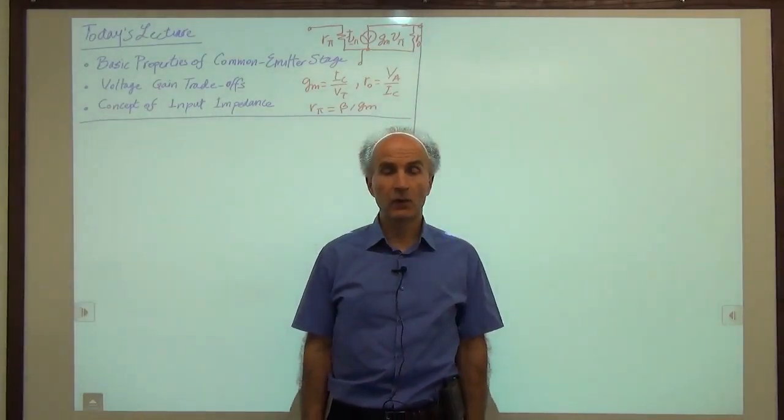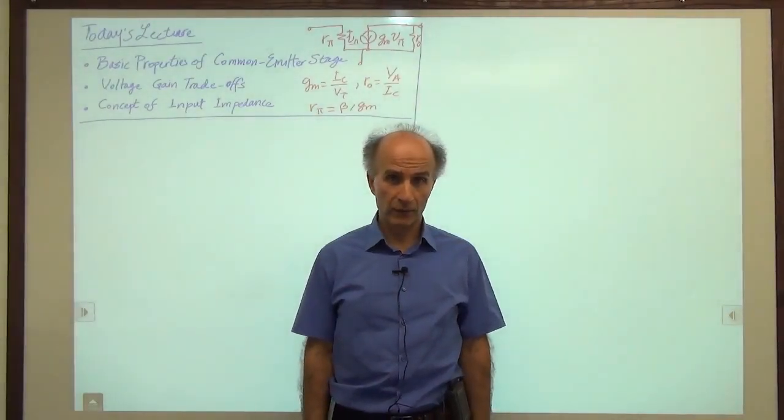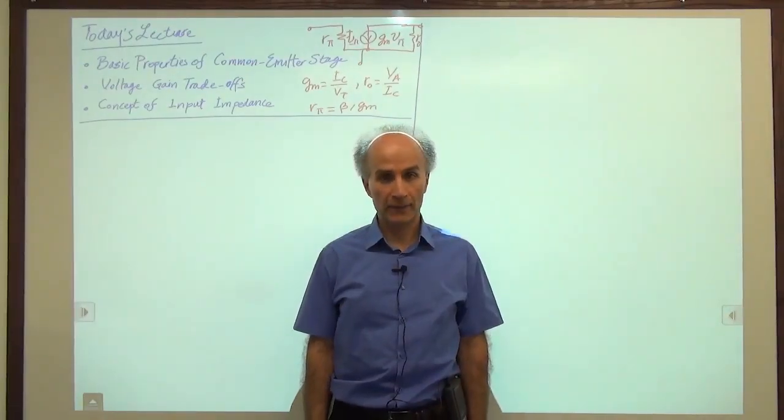Today we will continue to look at the common emitter stage, which consists of a bipolar transistor and some other components, and see how this amplifier behaves.